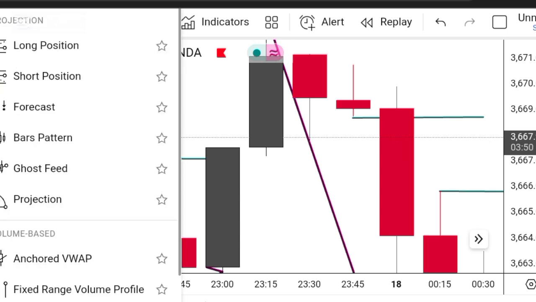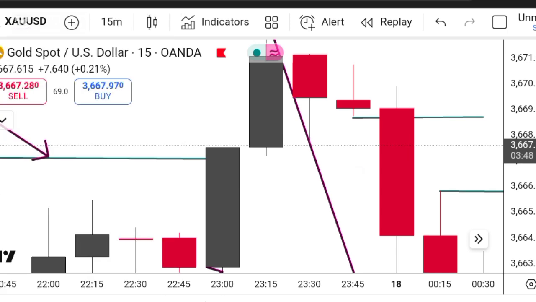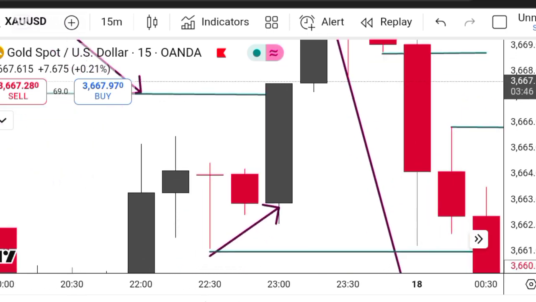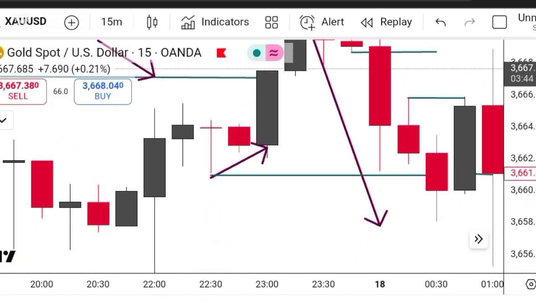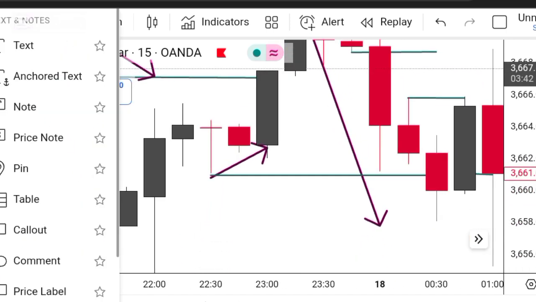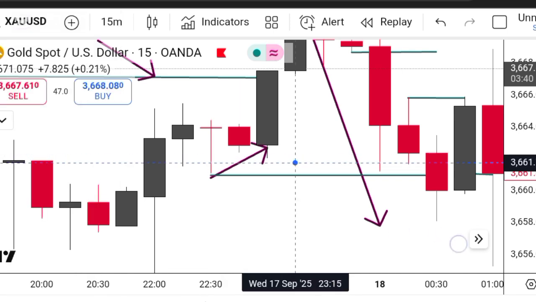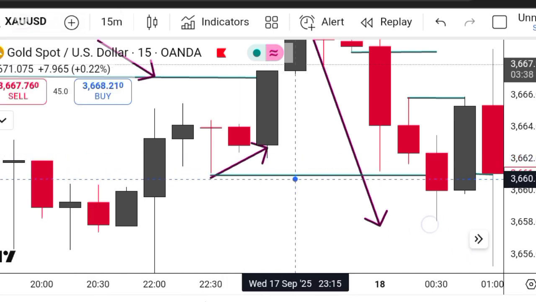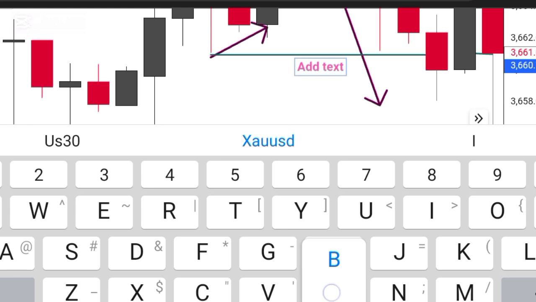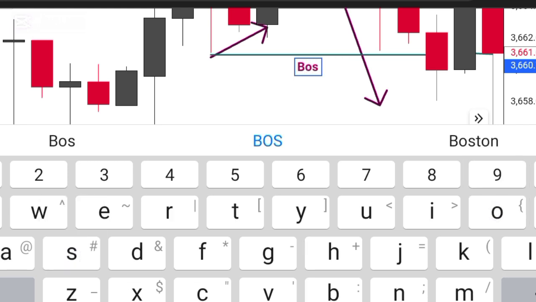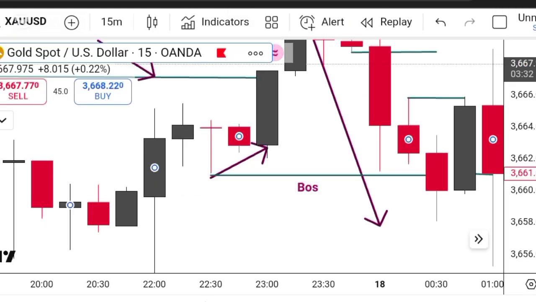Now, since you have identified your imbalance, you also identify your BOS. Let's name it here, BOS, so that we won't forget. And we also found our BOS right here, which is the break of market structure. Now it is for us to move down to our 1 minute.